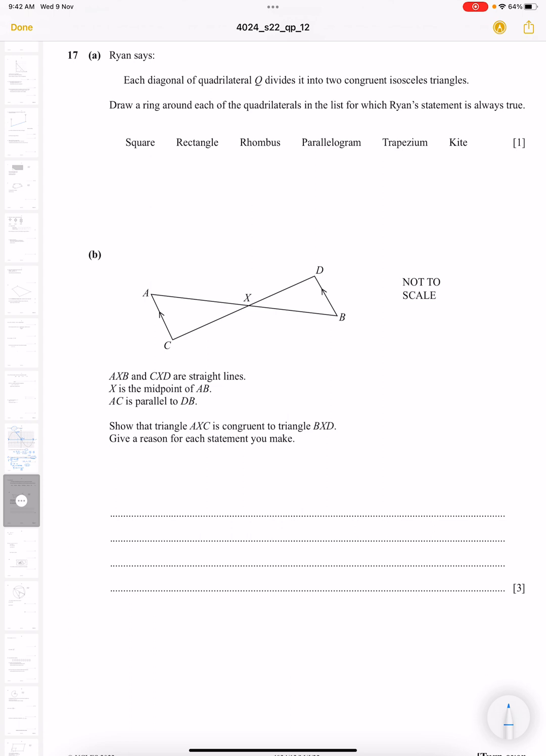Rayan says, each diagonal of a quadrilateral Q divides it into two congruent isosceles triangles. Draw a ring around each of the quadrilaterals in the list for which Rayan's statement is always true. It means each diagonal of a quadrilateral divides it into two congruent isosceles triangles.